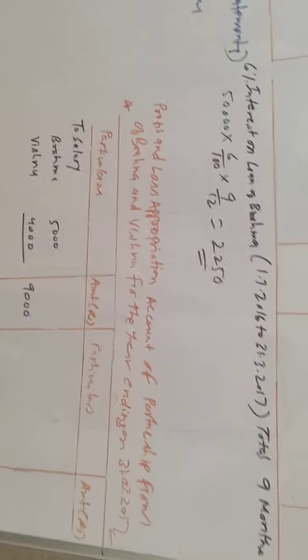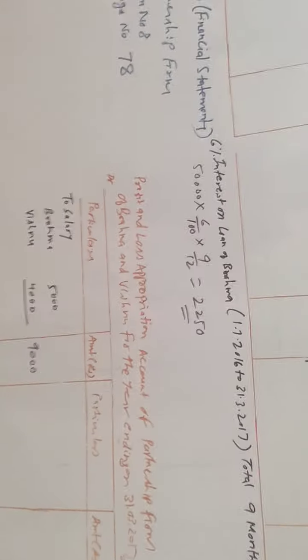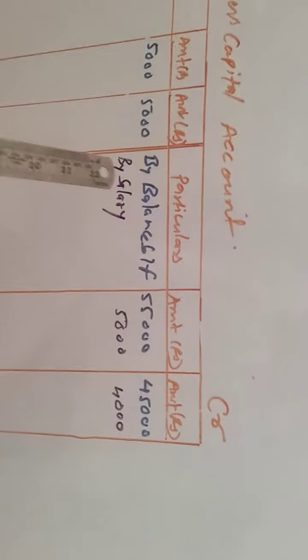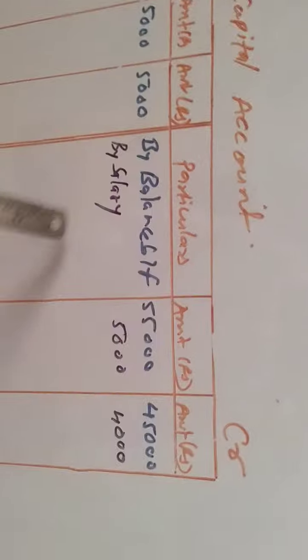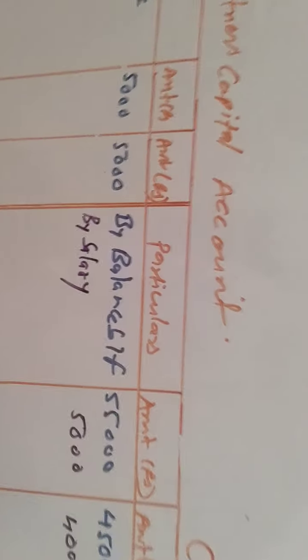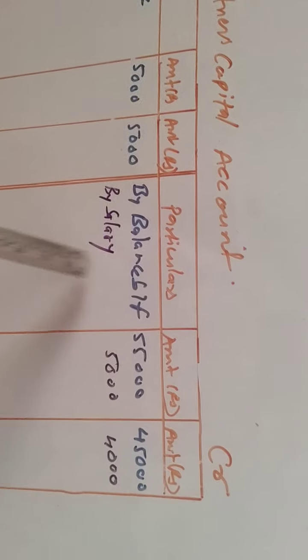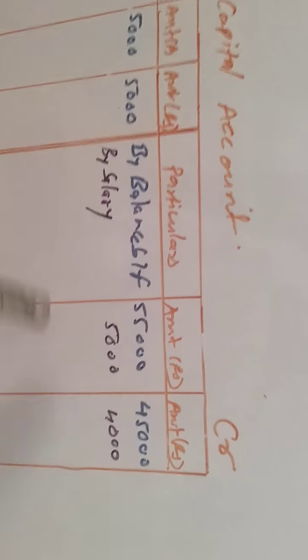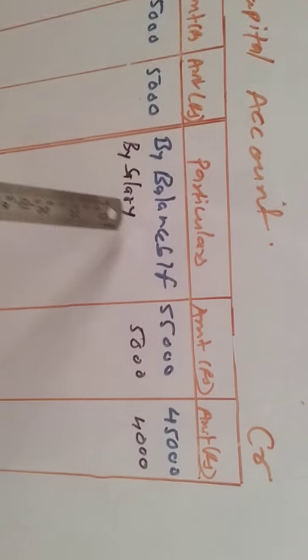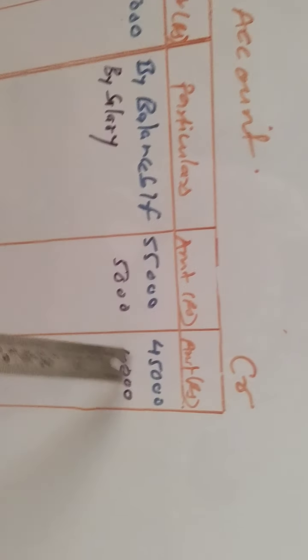Now as it is an adjustment, it has two effects. We already know this. So the other effect is at the credit side of partners capital account, salary 5,000 and 4,000. This salary is given to partners for working actively in the partnership firm, and at the end of the year it is added to their capital. That means it is recorded at the credit side of capital account.